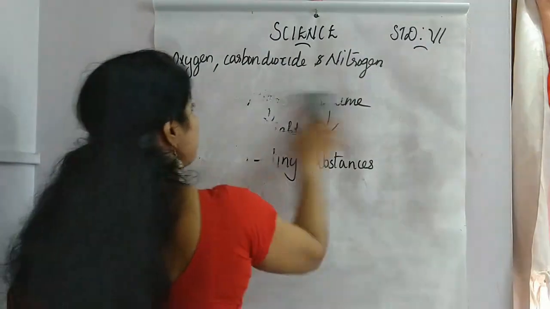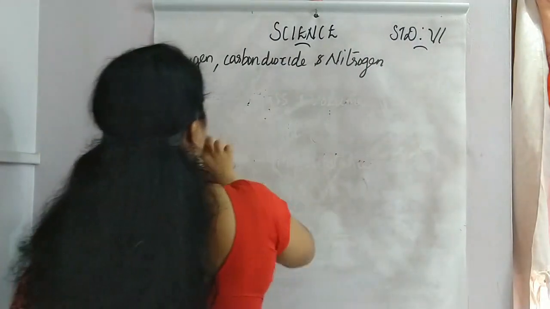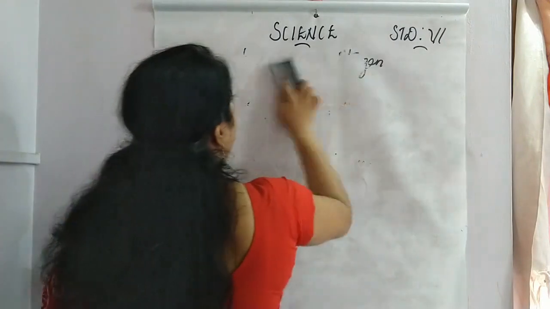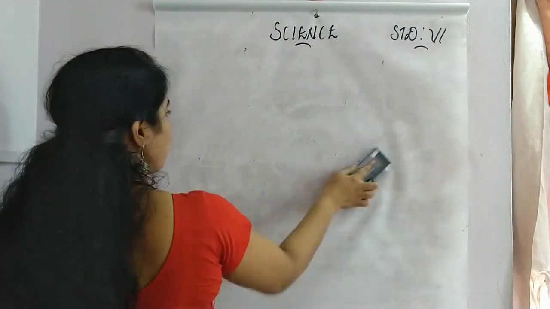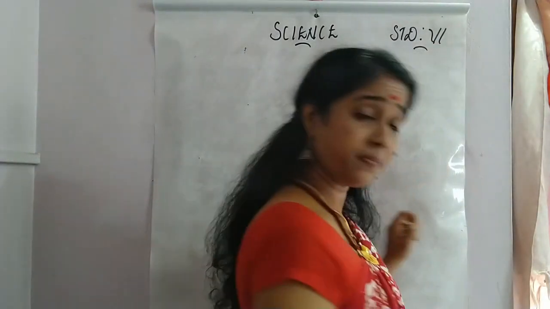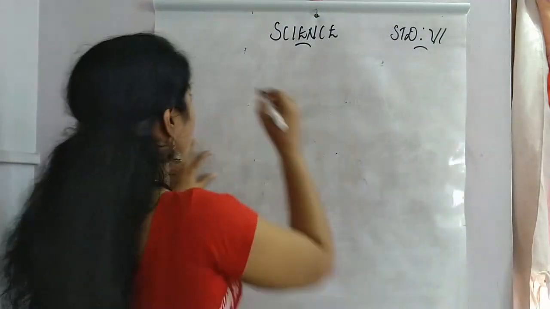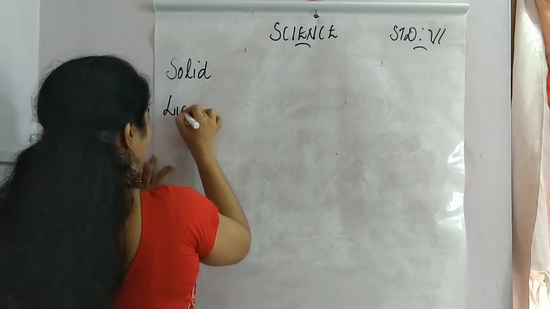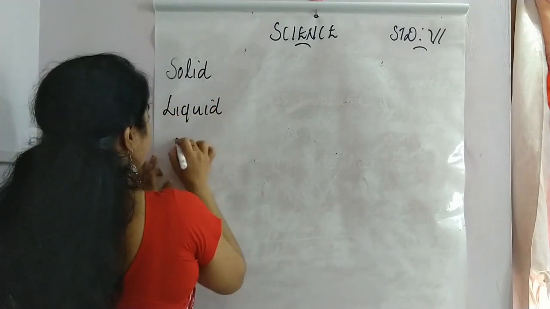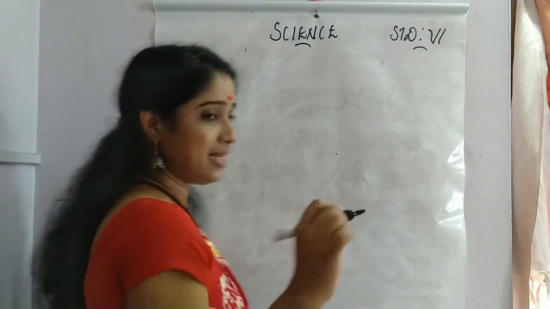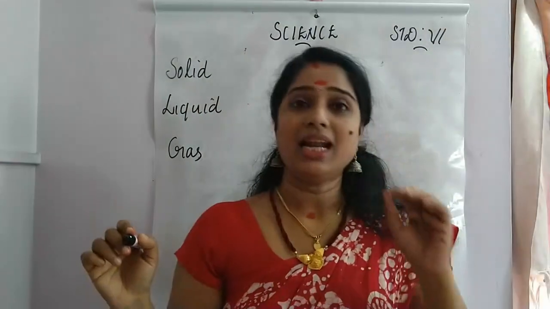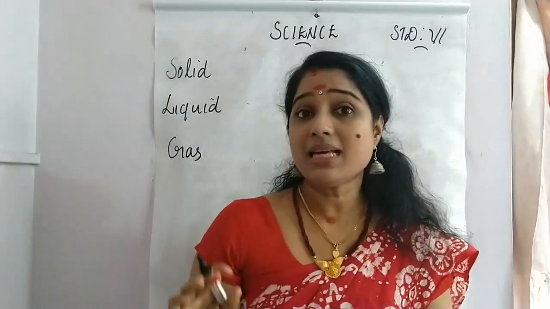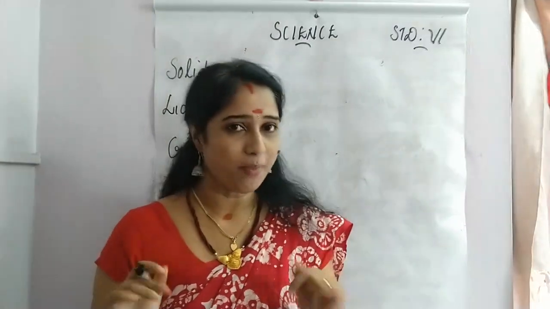Okay. Now we can move on to the different types of matters. Some of you may say that because you have already studied about different states of matter. And what are the different states of matter? Who can tell me the answer? Yes, very good. Solid. Next one, liquid. Third one is the gas. Solid, liquid and gas. These are the three states of matter.